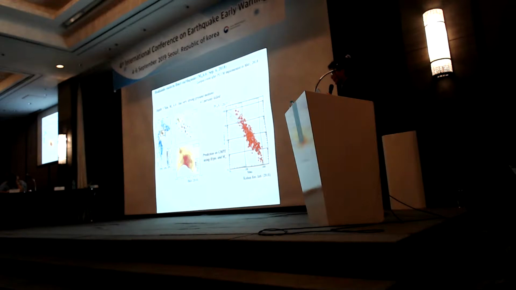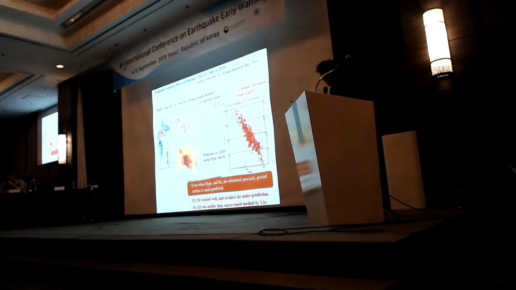The important thing for earthquake early warning is this part: a systematic deviation from the ground motion prediction equation, deviating more than 2 sigma. This means that even when the hypocentral magnitude is estimated precisely, ground motion is under-predicted. But at the time, PLUM worked well and avoided the under-prediction. And PLUM was earlier than the source-based method by 3.1 seconds.